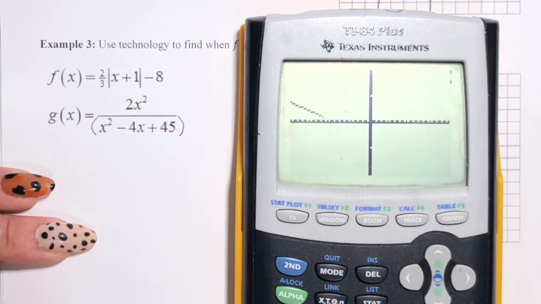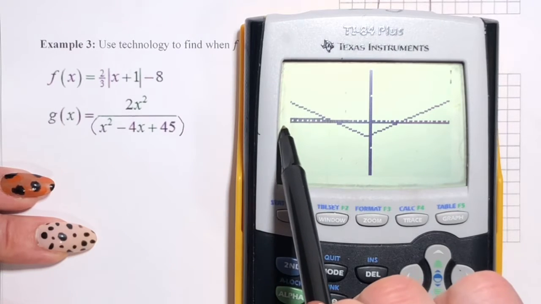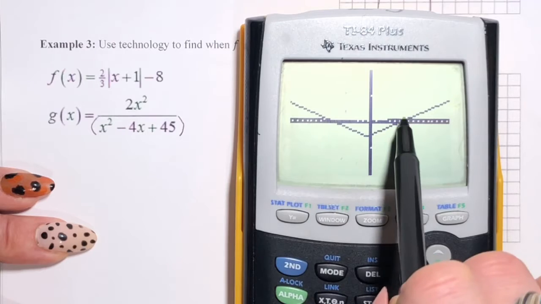And so now we'll graph it again. So there's that V shape coming through. And then here is the rational. We can barely even see it, it's so close. So there is our intersection here and here.